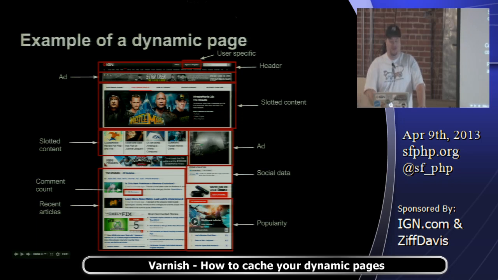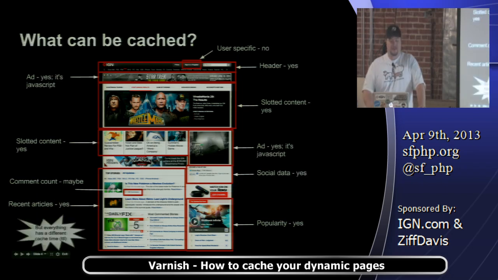You take something up here like IGN's header. That doesn't ever change. That's a very cacheable piece of content. You take ads. We'll see about that. But we have some slotted content, some more ads. We have some comment counts on the pages. So there's a lot of pieces of data that change and could be different based upon whether or not it's user specific or not, how often things come out. And so we start looking at what can be cached on this page.